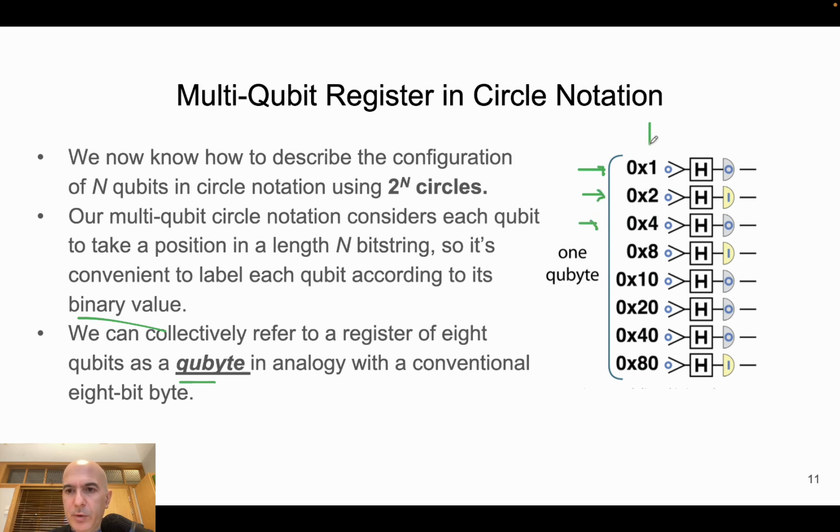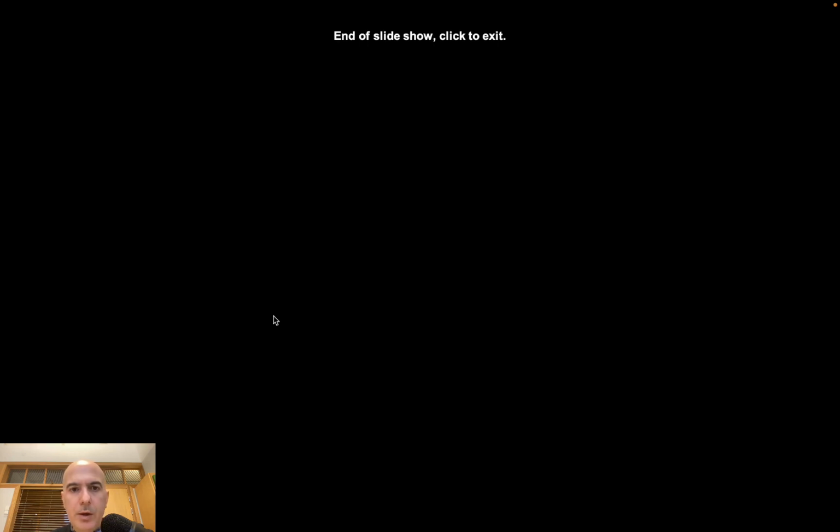And then notice that we are going to use powers of 2 in hexadecimal notation: 1, 2, 4, 8. Then it's going to be 16, which in hexadecimal is 10. Then 32, 64, 128. So we can collectively refer to a register of 8 qubits as a qubyte. So this is the last slide, and talk to you soon.